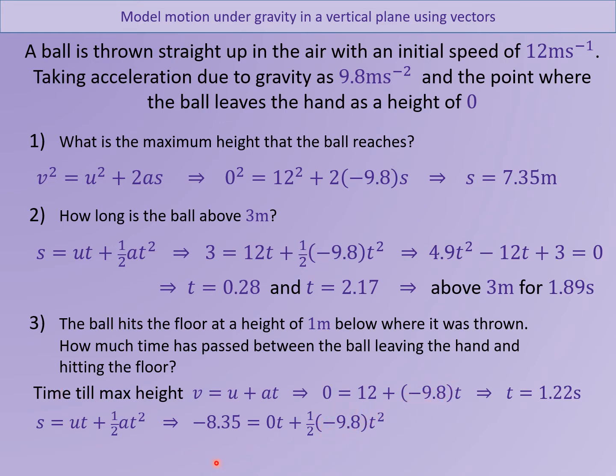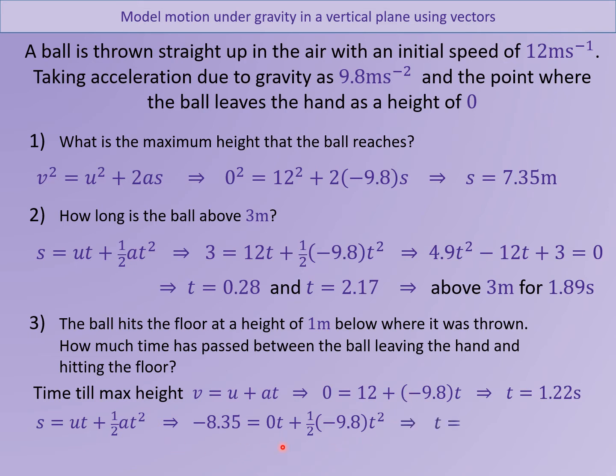Now, you don't have to do it that way around. You can take downwards as positive, in which case you could use 8.35 and 9.8. But it's absolutely vital you consider which direction you set as positive. Because for this one, the 12 was going upwards, so it's positive, but the 9.8 was going downwards because acceleration was pulling you down towards the Earth. So always consider which direction you're traveling, okay, whether it's positive or negative.